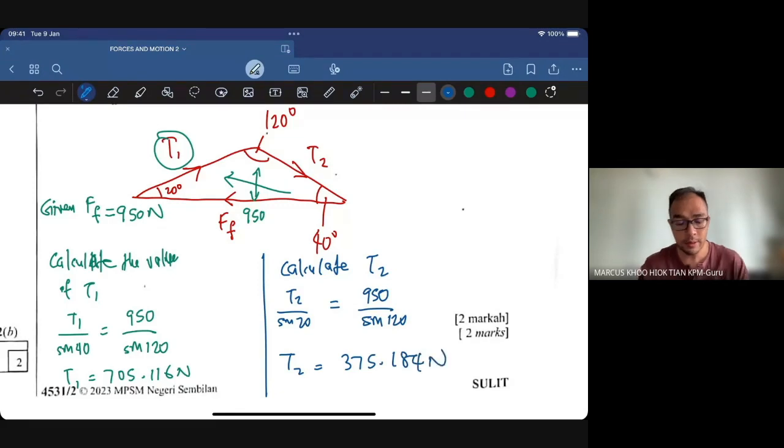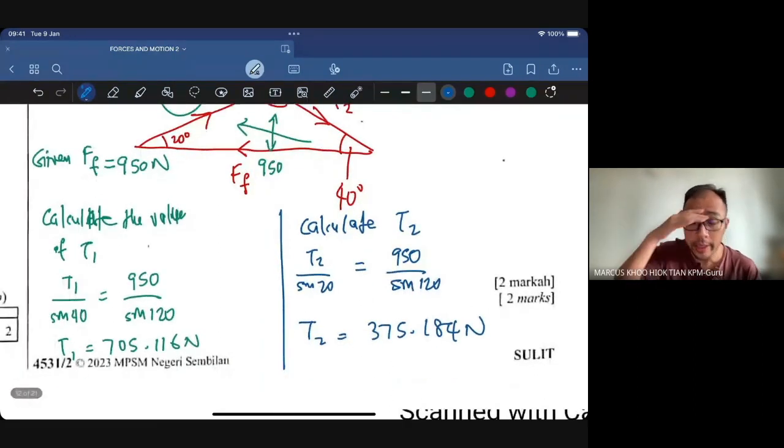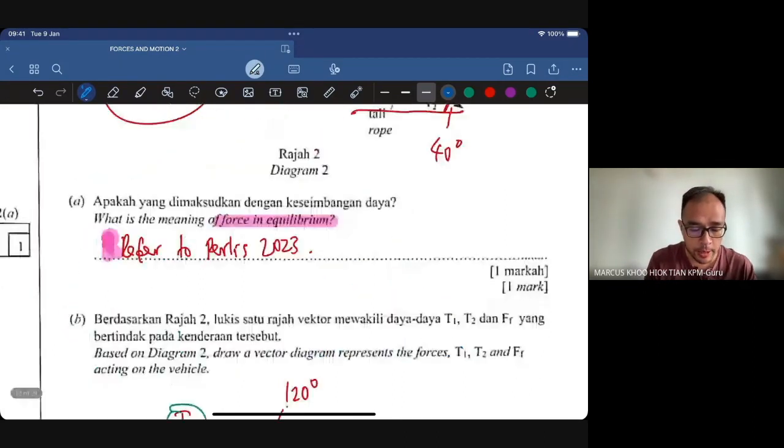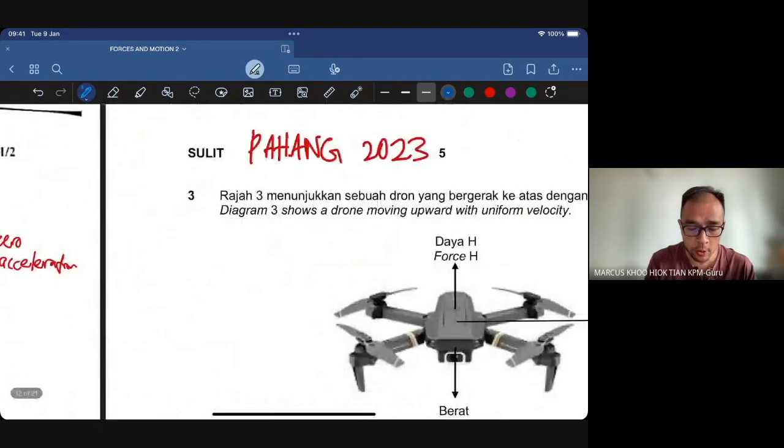375.184 newtons. Either way, usually in a resultant force situation or even in a triangle situation, we try to use sine rule, unless you're very desperate. If you're very, very desperate, then no choice, you use cos rule. But I think sine rule is good enough. Okay, let's move on. We're going to Pahang.